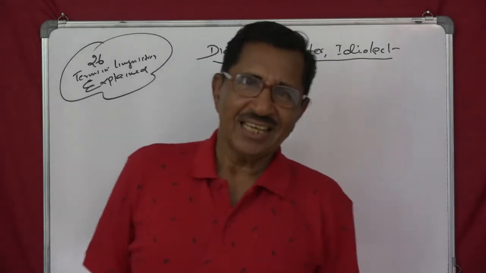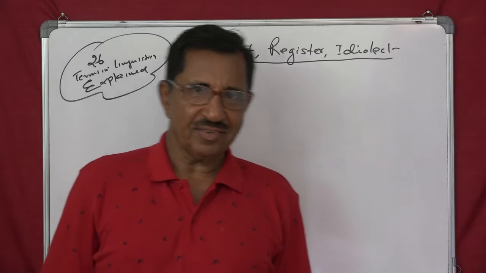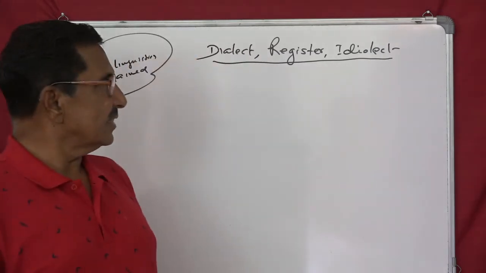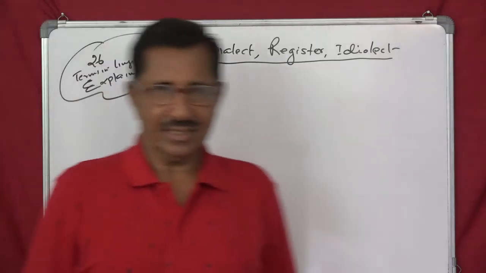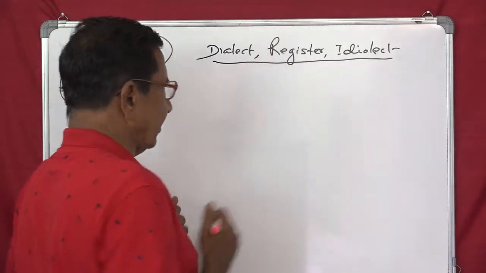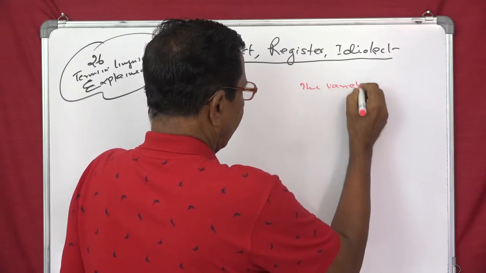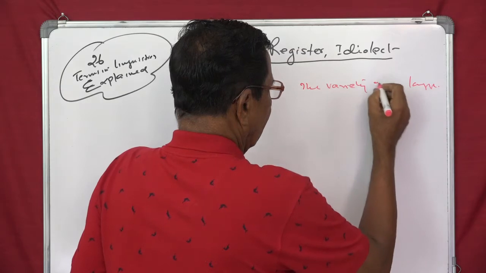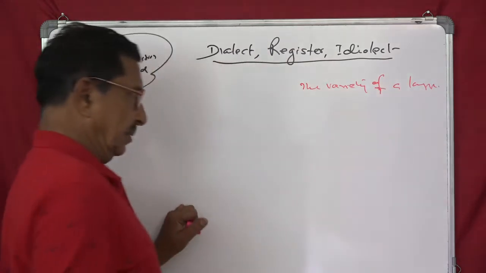Hello friends, in the series Terms in Linguistics Explained, today we have three very simple concepts. One is dialect, the second is register, and the other is ideology. Now, dialect is a variety of a language. That's the definition: a variety of a language, of the same language.